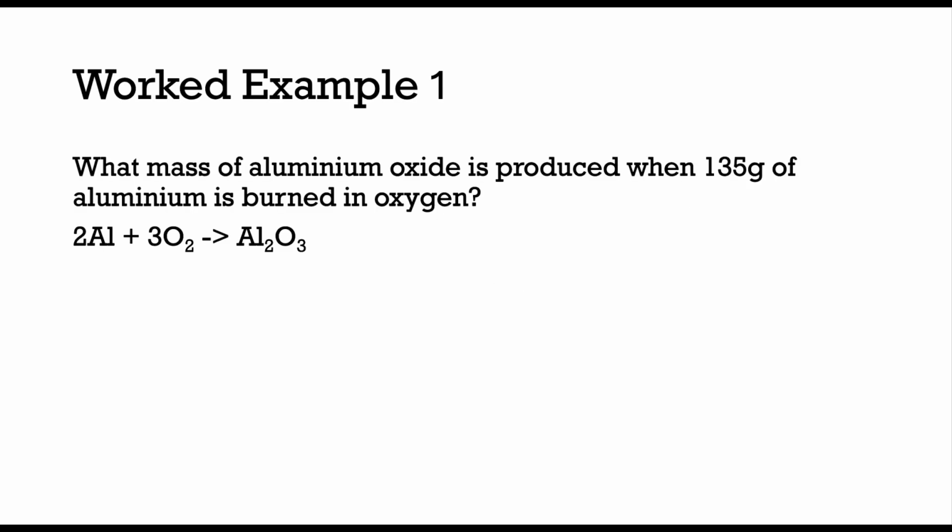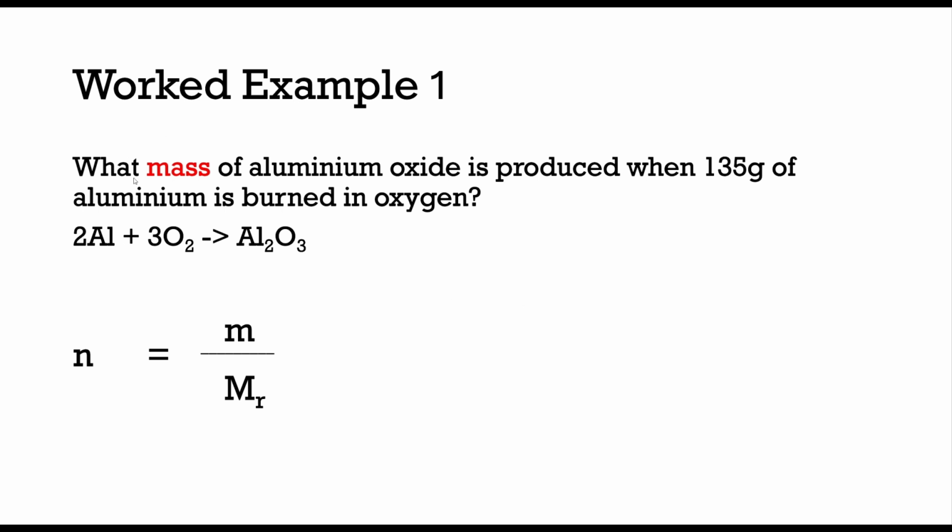Here we have a question asking about what mass of aluminum oxide is produced when 135 grams of aluminum is burned in oxygen. Here we can see the chemical equation, which is 2Al plus 3O2 arrows to give Al2O3. So the first thing we can take from this question is the key terms.